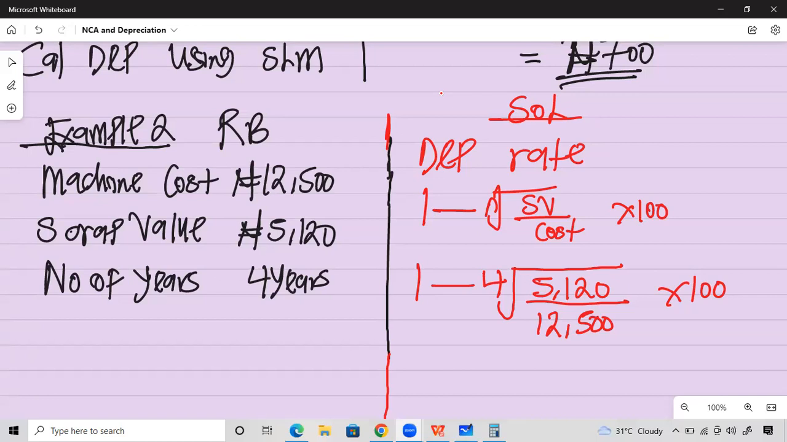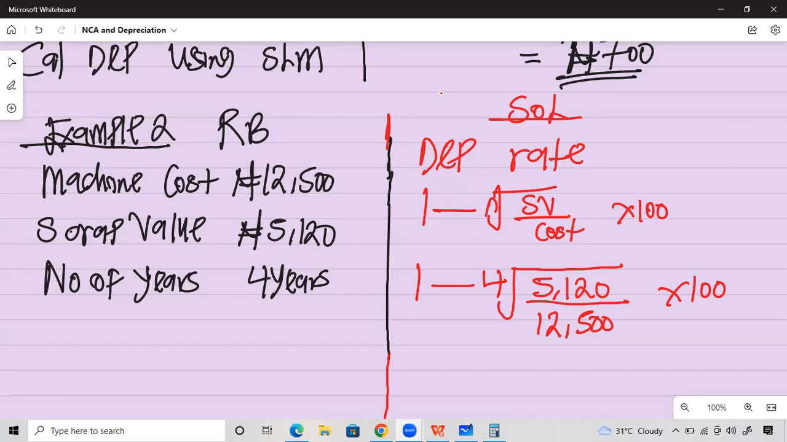Once you press the square root sign, input all this number there and multiply with what? Multiply with 100. It will give you the rate straight.